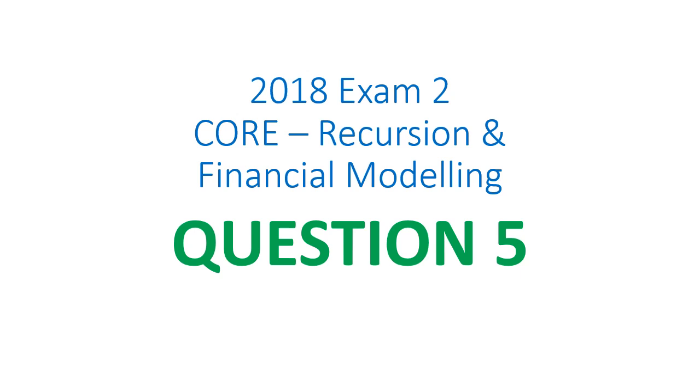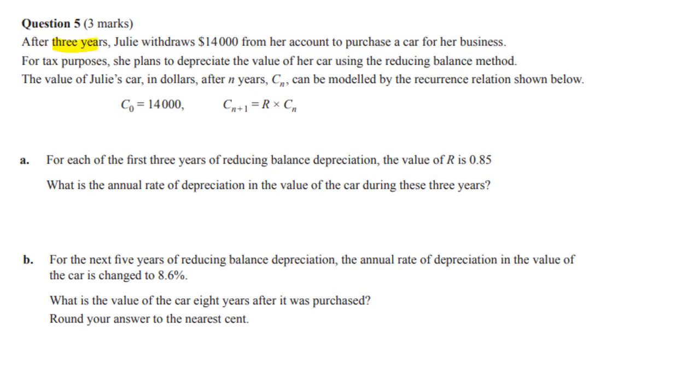2018 Exam 2 Core Recursion and Financial Modeling, Question 5. After 3 years, Julia withdraws $14,000 to purchase a car. It's going to be depreciation using the reducing balance method, and there's our equation given here for the recurrence relationship.